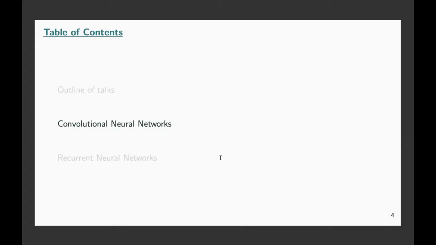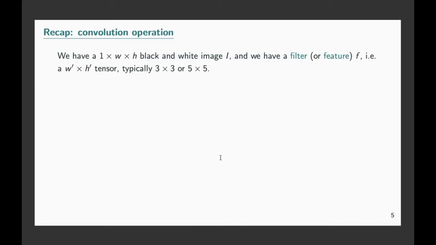Okay. So let's continue with convolutional neural networks. Remember our situation. We had a 1 times W times H black and white image I. This one is just because there's one color. There's only gray colors. If there were more colors, we would have a bigger number here. If there were 3 colors, we would have 3 here. And then we have a filter F, which is just a matrix, W' times H', which typically is 3 by 3 or 5 by 5. This filter intuitively is something that we want to check if it's present in the image. And if we manage to check if it's in the image, it will help us do our task. For example, in the previous talk, we were classifying images of zeros and ones.